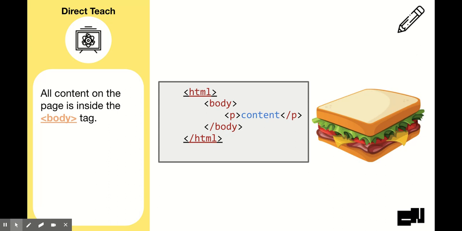All content that you want to see on your web page, however, is inside the body tag. So here in the body section, there is an opening p tag, content, and closing p tag. This is what will show up on your web page.